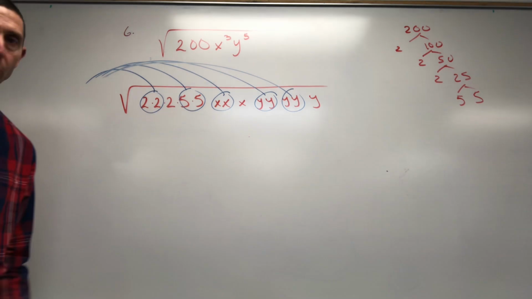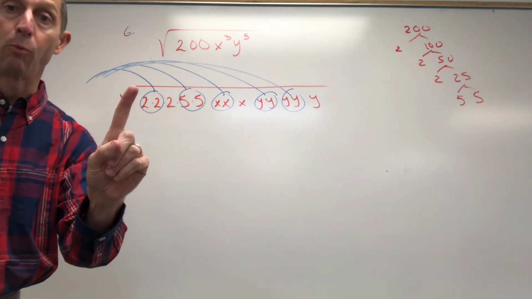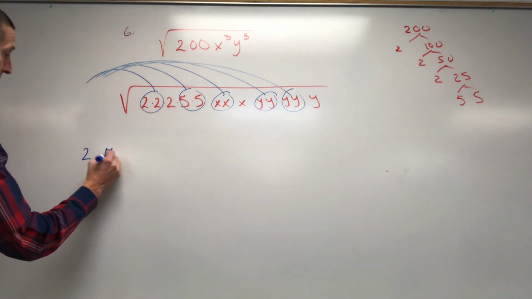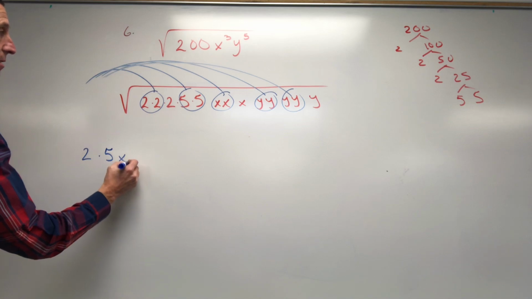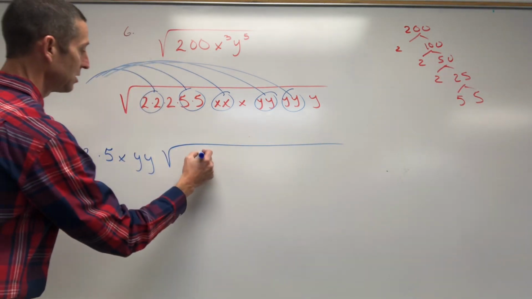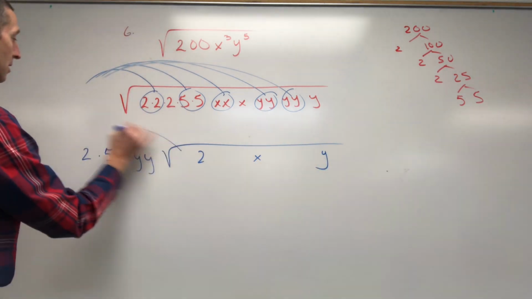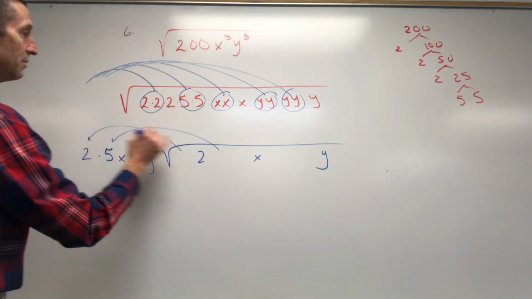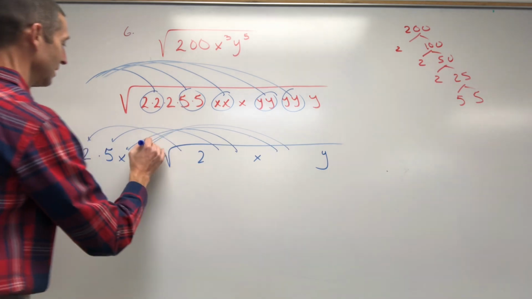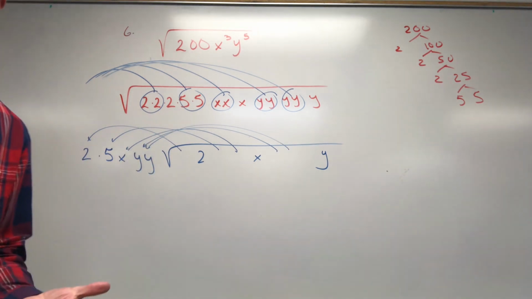So remember the rule, once you grab them and get them on the outside, you only write it 1 time. So 1 pair represents a 2, a 5, an x, a y, and a y. So we still have this 2 left, we still have that x left, we still have that y left. So this 2 came out, this 5 came out, this x came out, both y's came out, bam, bam. Remember, you only write it 1 time on the outside.